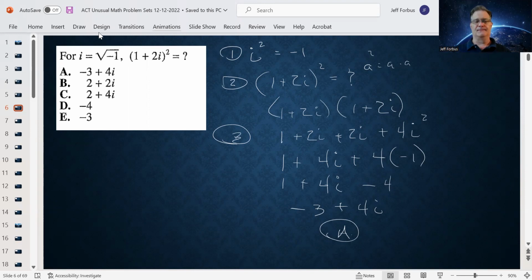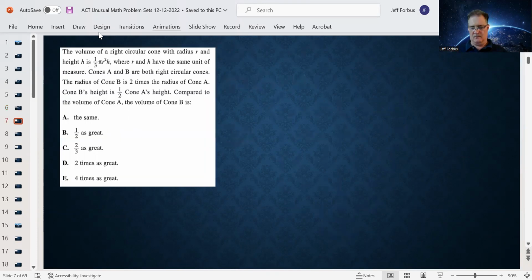But before I do, please memorize this: i squared is equal to -1. It is highly likely that you will see this on the exam.